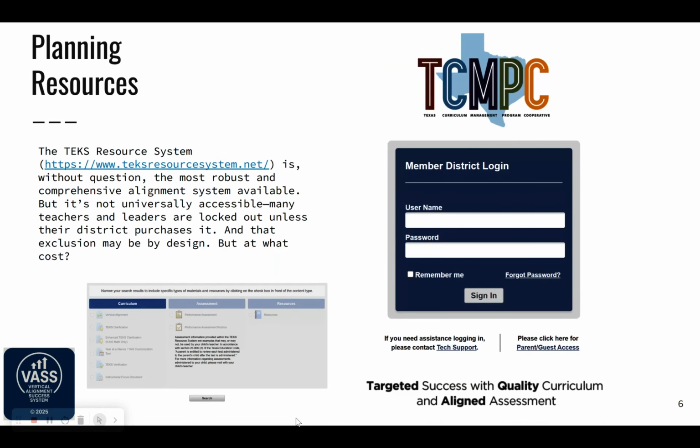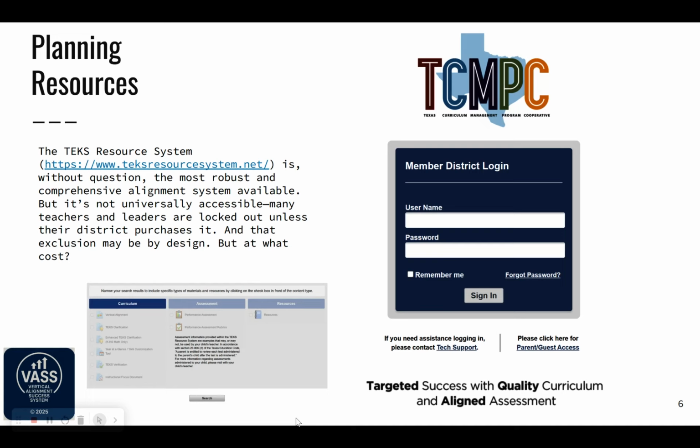Then we have the TEKS Resource System, which is without question the most robust and comprehensive alignment system available, but it's not universally accessible. Many teachers and leaders are locked out unless their district or their campus purchases it. And that exclusion may be by design, but at what cost?